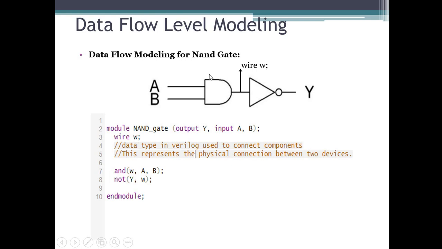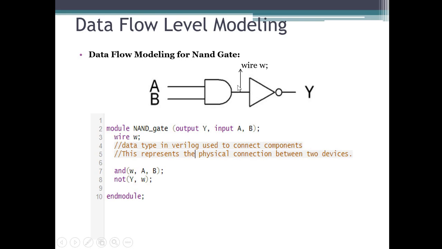And now for this circuit, the wire will be the output. Are you getting my point? In the same way, A and B will be the inputs for the AND gate, and here the wire will act as the output for the AND gate and the input for the NOT gate. So we use the AND gate and place W, because W is the output, and then we give the A and B signals as the input signals.